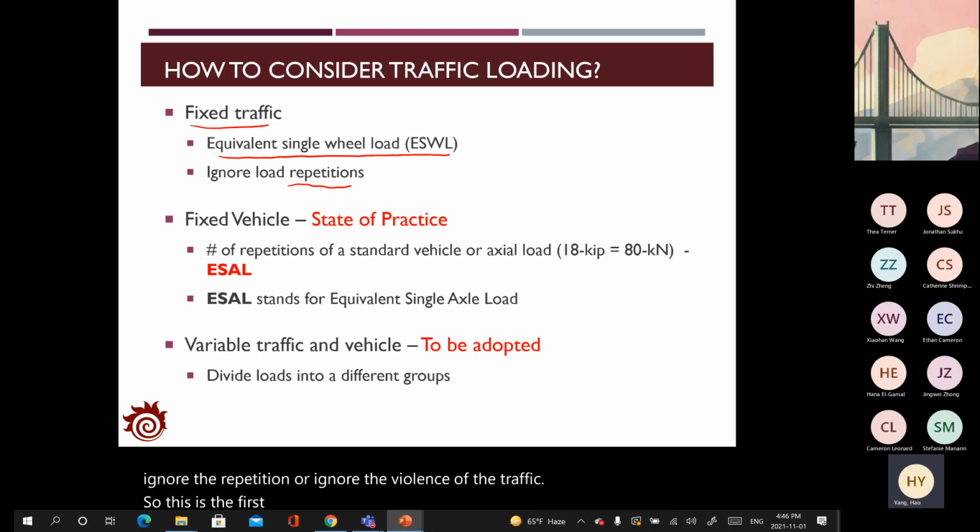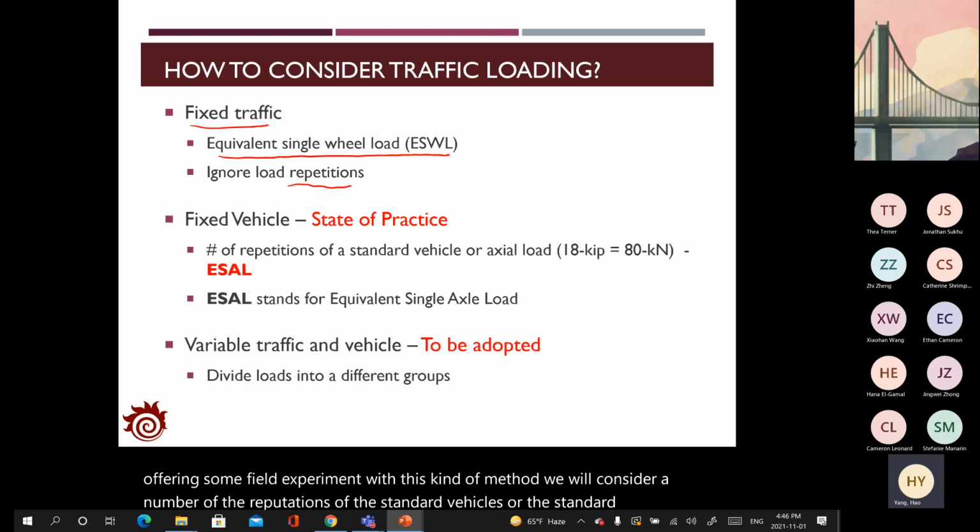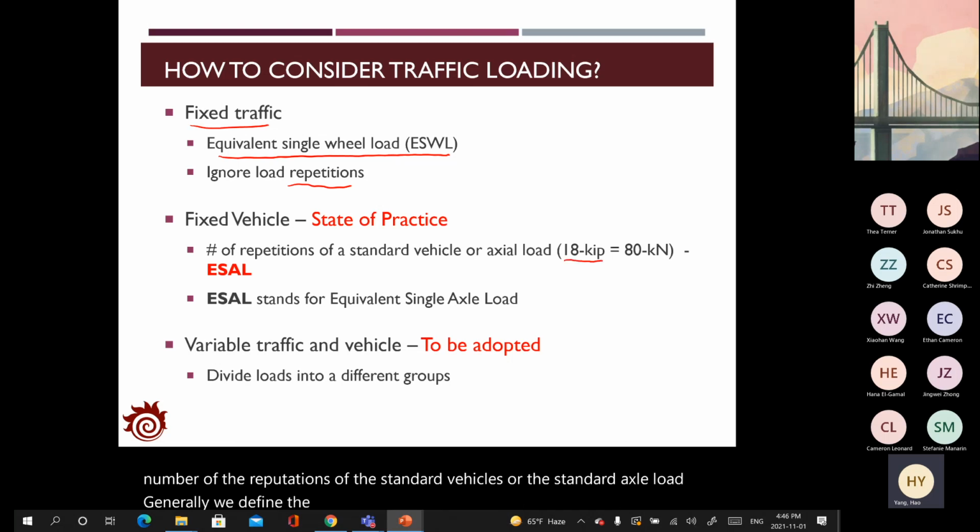And the second type is called the fixed vehicle, which is the most common method. It comes from some practice or from some field experiments. With this kind of method, we will consider a number of repetitions of the standard vehicles or the standard axle load. Generally, we define the value as 18 kilopounds or 80 kilonewton.